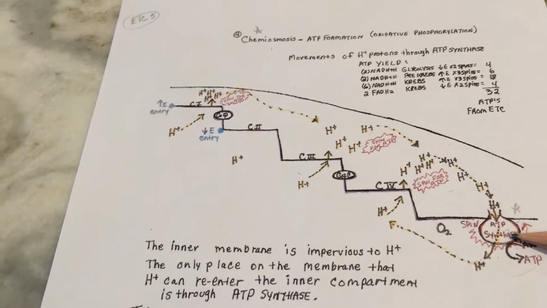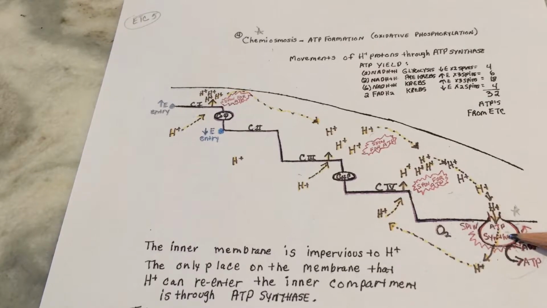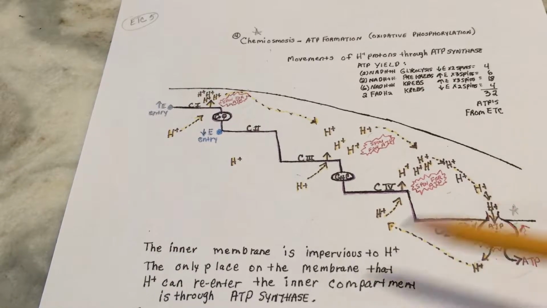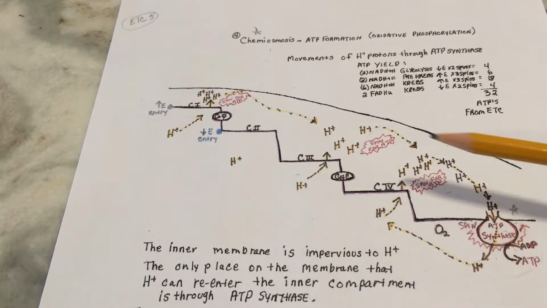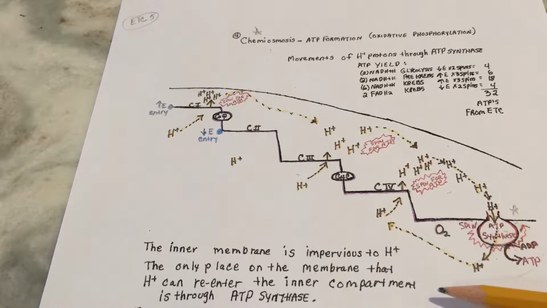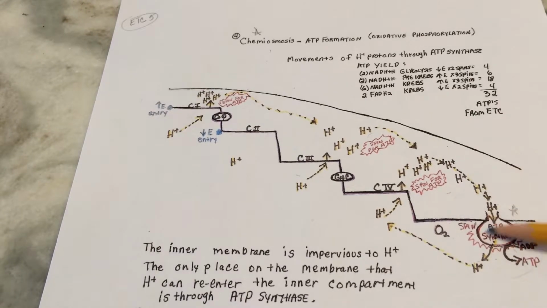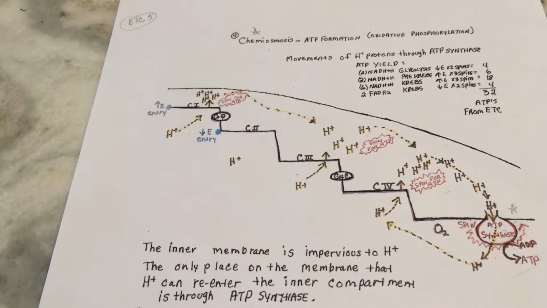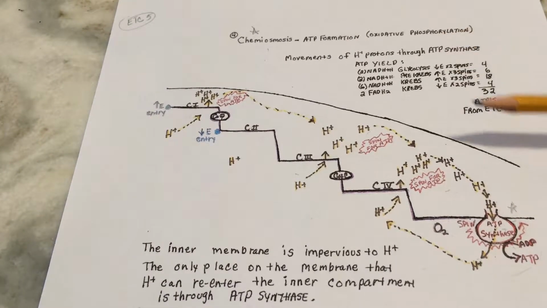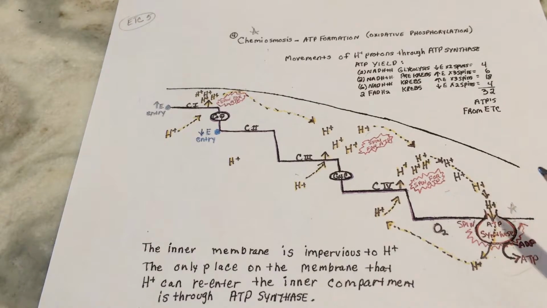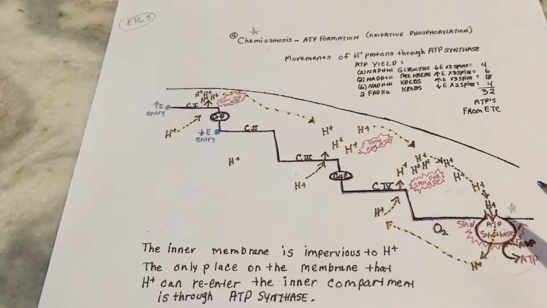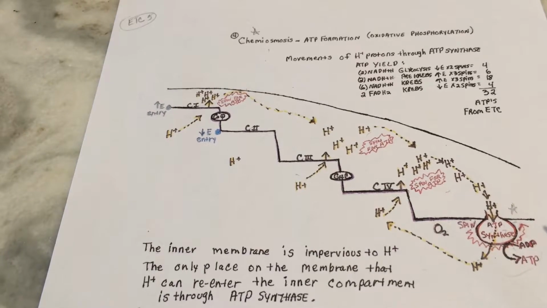Now, this protein is called ATP synthase. ATP synthase is where the hydrogen protons re-enter the inner compartment. The hydrogen protons come in 2 at a time. They pass through the ATP synthase, and this synthase is like a rotary motor. As the protons come in, they spin the ATP synthase. As the ATP synthase spins, this produces an ATP.